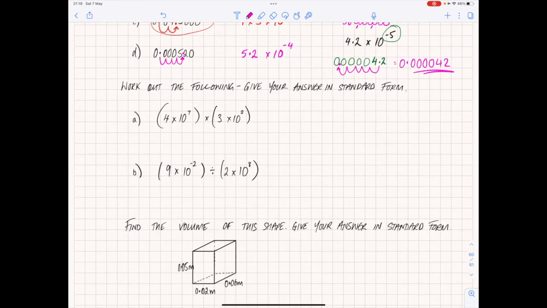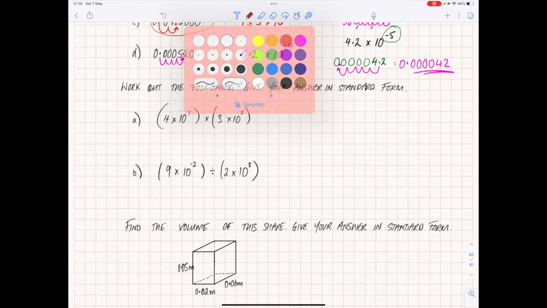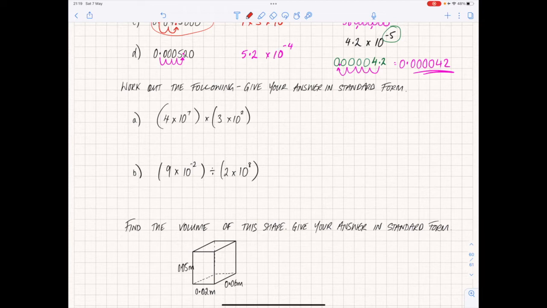Okay, next bit, it could be that you're asked to multiply with standard form or divide with standard form. Now, quick shortcut, really quick way of doing this. If you're asked to multiply, you do the number times the number first of all, so 4 times 3, which is 12, and then times 10 to the power of something is what my answer is going to be. And remember what your rule is. This is multiplying with indices effectively. I've got 10 to the power of 7 times 10 to the power of 2. You add the indices together, so that becomes times 10 to the power of 9.